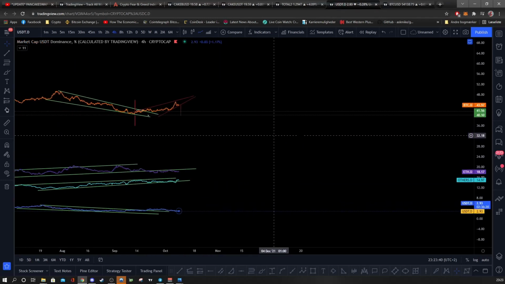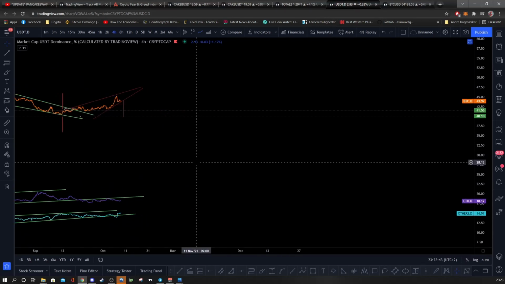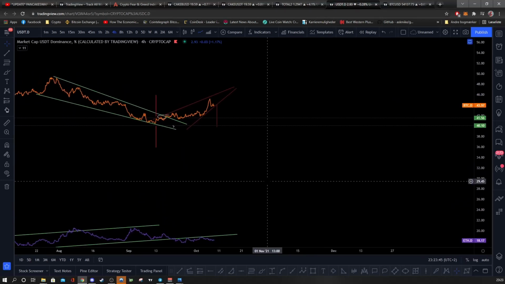If we just zoom in to Bitcoin at the moment, Bitcoin actually hit Bitcoin dominance. I'm getting tired now.